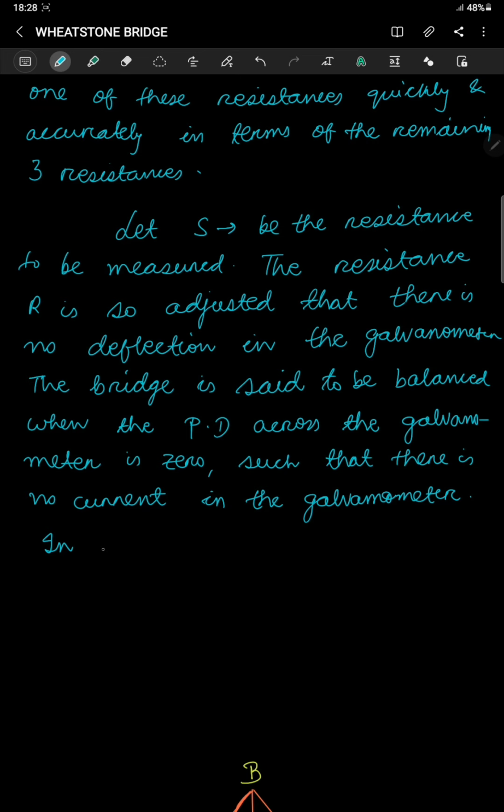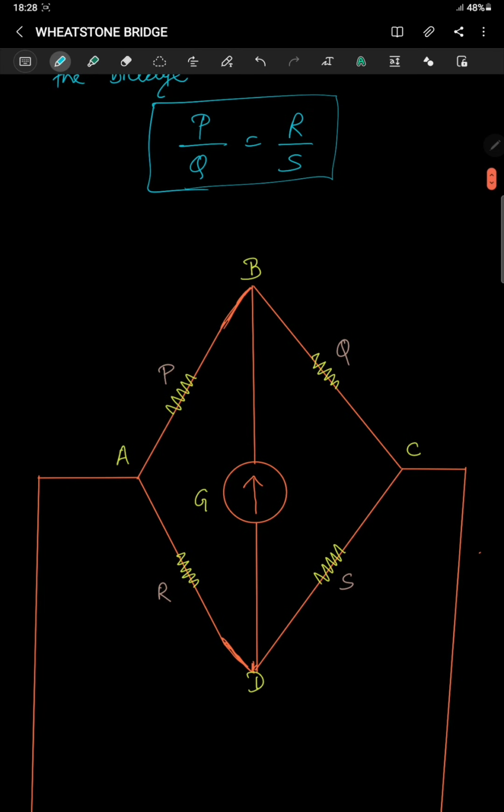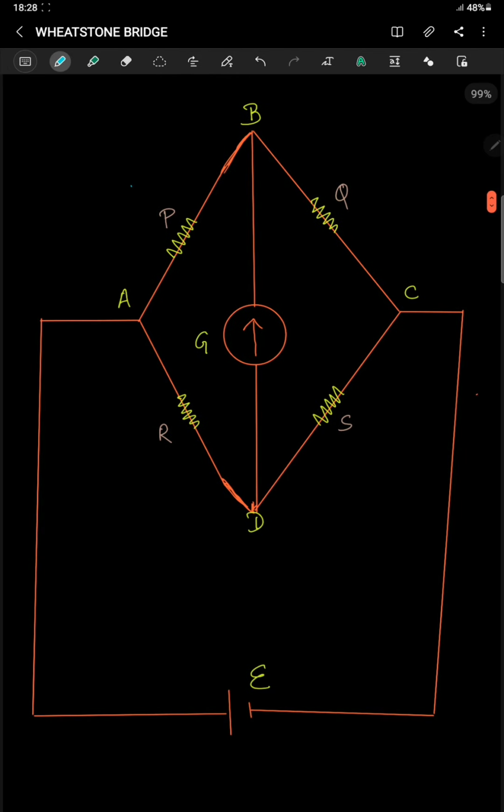So we basically write in the balanced condition of the bridge, P by Q is equal to R by S, and from this figure you can check out that P by Q will be R by S. We'll do that. Okay, so this is how the four resistors are arranged, and we have a galvanometer here. Now in order to solve this, we will require the Kirchhoff's laws. Okay, so let us first see how the current gets divided in this circuit.